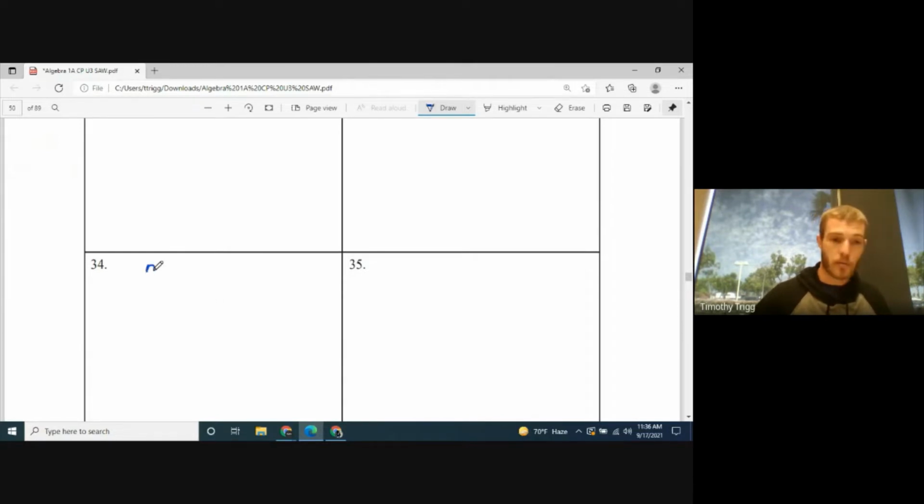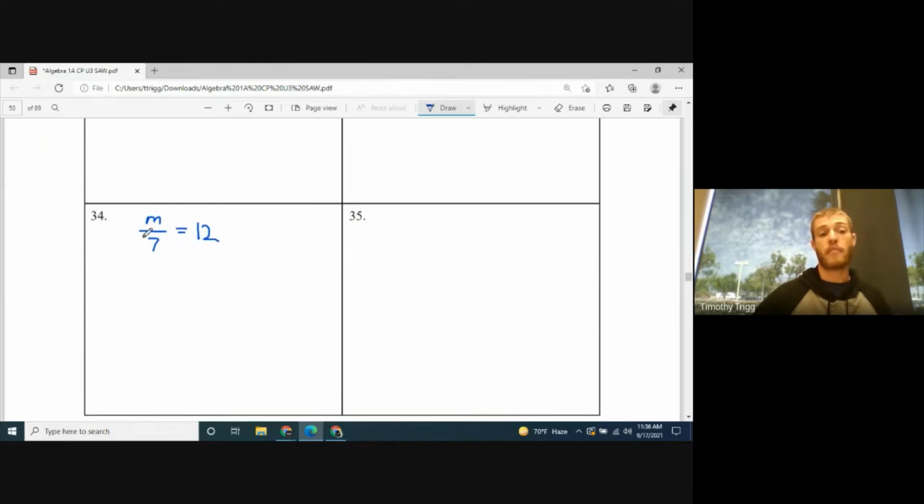34, let's go ahead and work on this one. So this is m over 7 equals 12. Hopefully you remember from the guided practice that when you have a fraction, what you want to do is multiply everything by the denominator of that fraction. So we're going to multiply everything, in this case, by 7. When you multiply this times 7, it cancels with the denominator, so that's just going to leave you with m. Then you multiply this by 7. 12 times 7 is 84, and you're done.